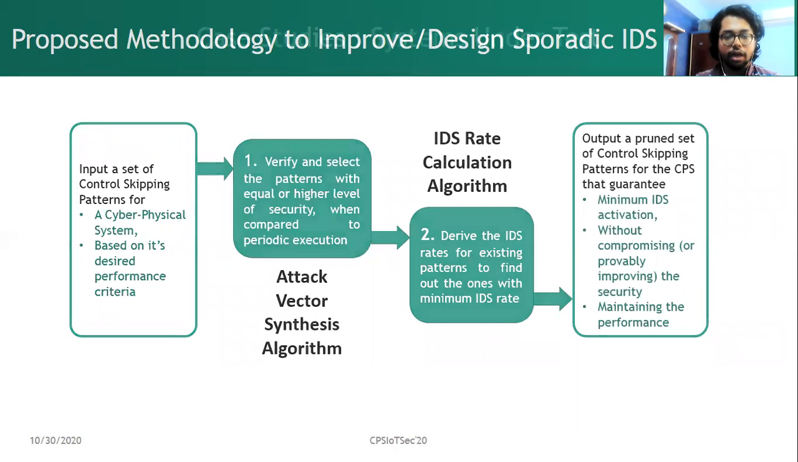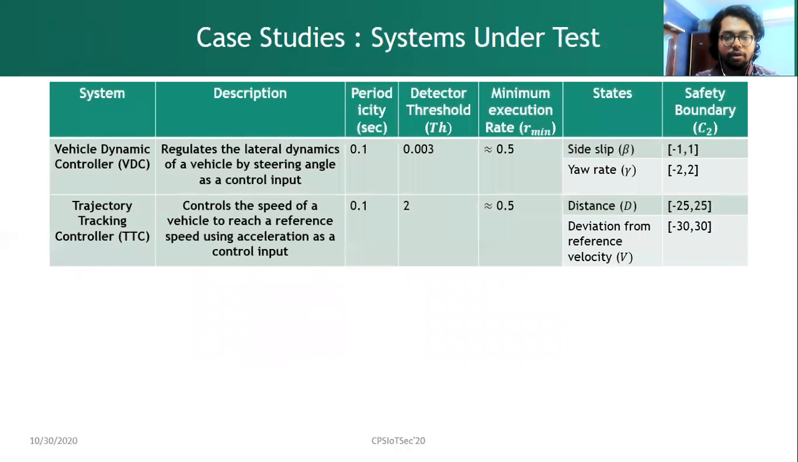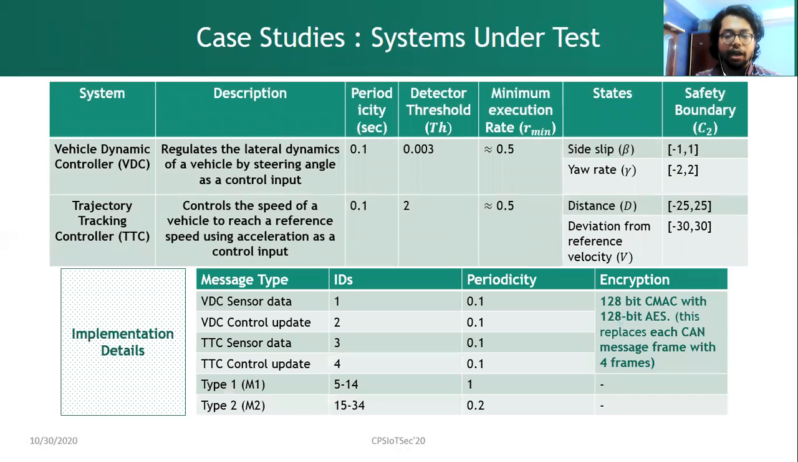To demonstrate the effect of our proposed methodology, we consider two intravehicular control loops: vehicle dynamic control and trajectory tracking controller. The specifications are given here. The safety limit and the sensor and actuation range are taken from a Bosch manual.